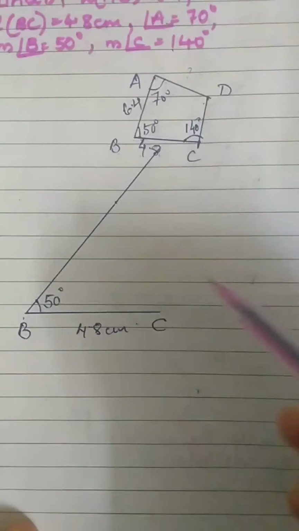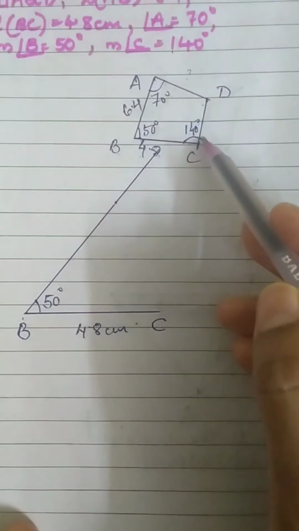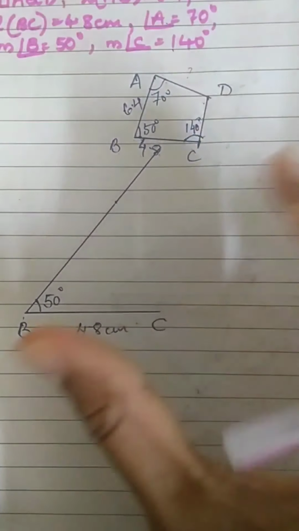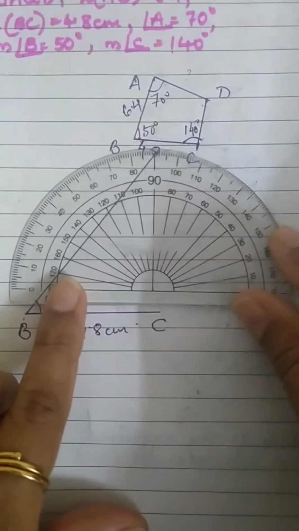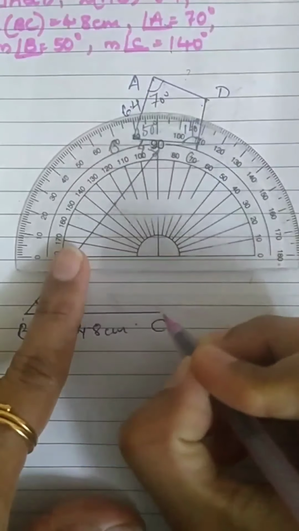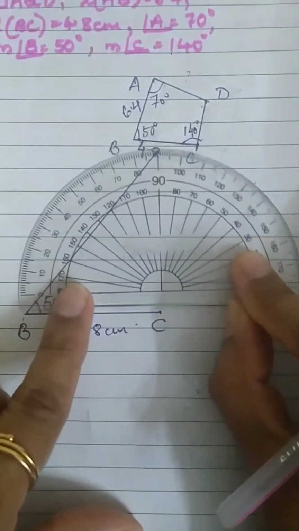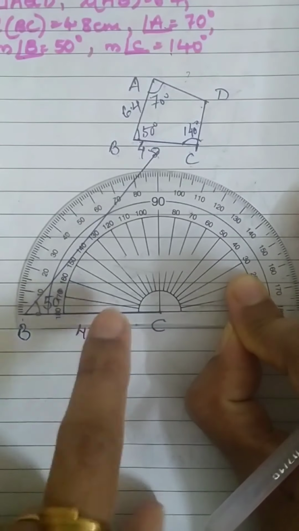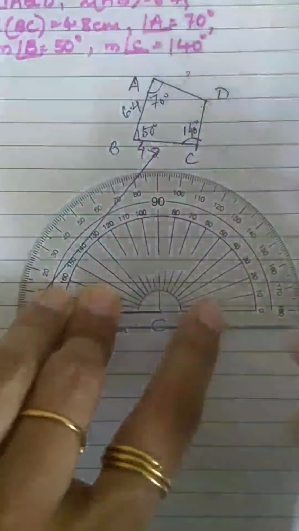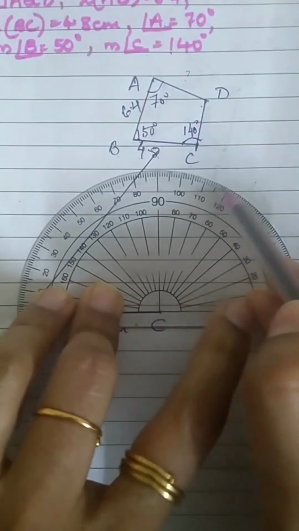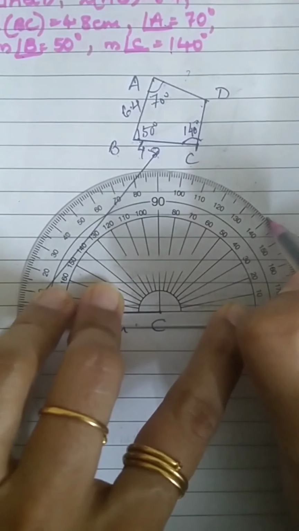Label it. After that, angle C is 140 degree. Remember children, obtuse angle, so the mouth will be wide open. From C, keep the protractor on point C very carefully. The base should coincide. Now 140. Will you take 140 here? No, the mouth will be small. You want it big. So 140 means you will go to this side. 90, 100, 110, 120, 130, 140 is here.